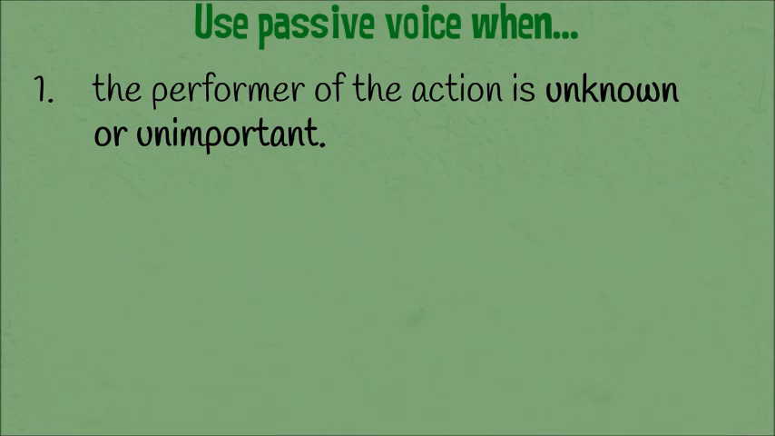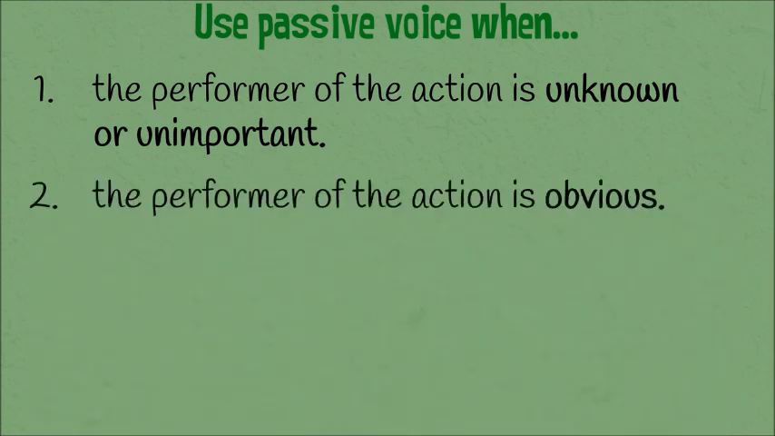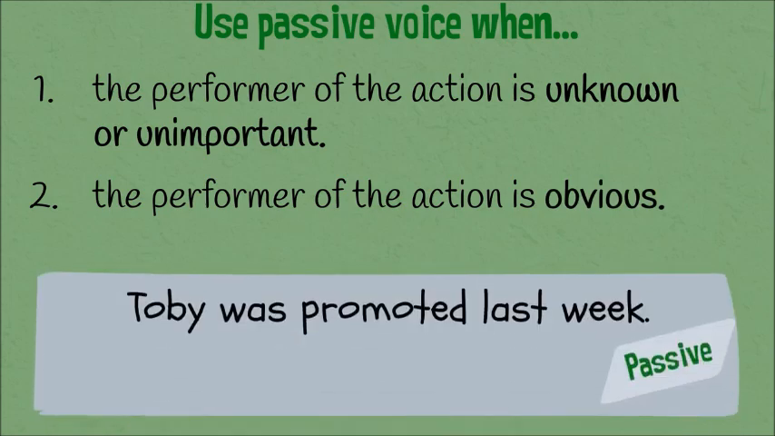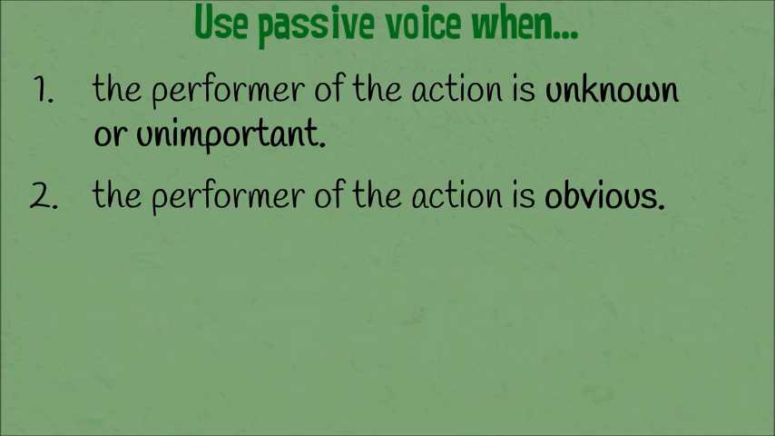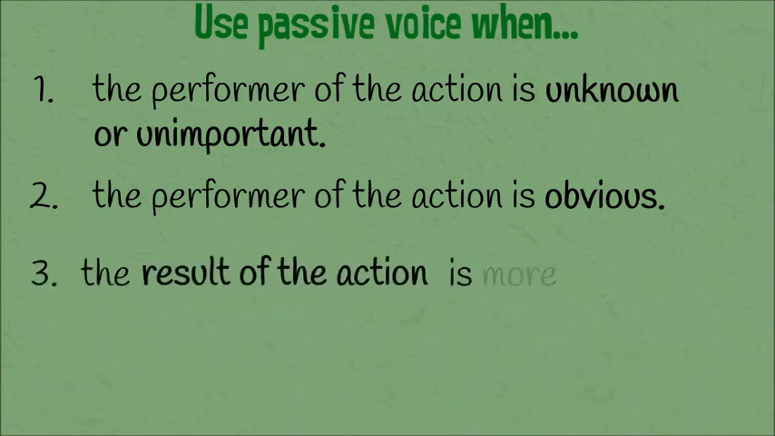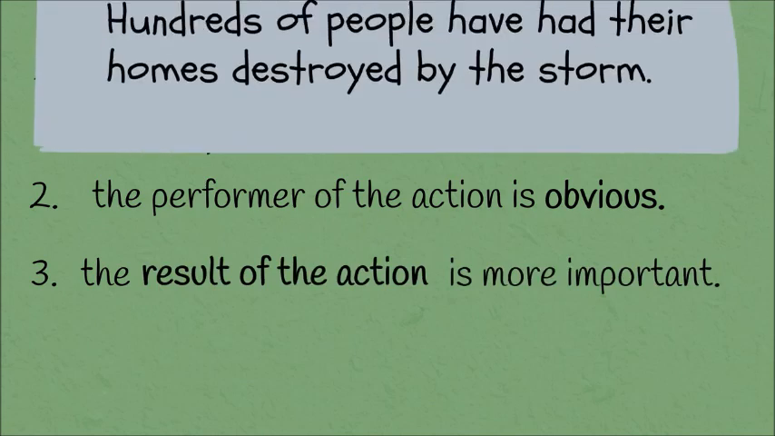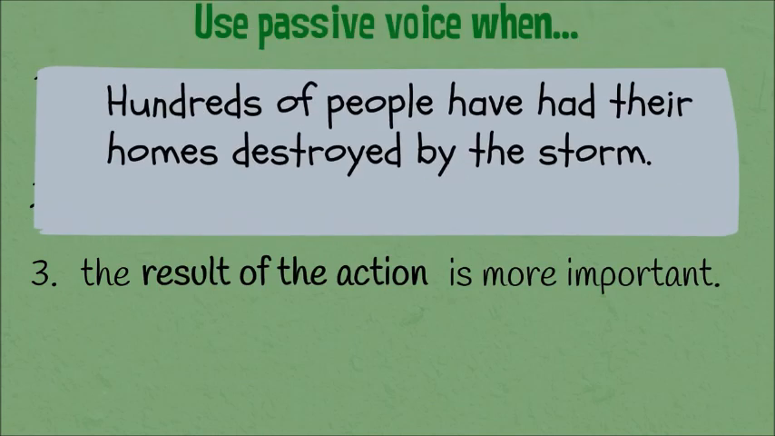We often use passive voice when the performer of the action is obvious. Here's an example. Toby was promoted last week. Toby, the subject of the sentence, is receiving the action. Who performed the action, promoting him, is not stated because it's obvious it was his boss. We choose passive voice when the result of the action is more important than who or what caused the action. An example. Hundreds of people have had their homes destroyed by the storm. Passive voice focuses on the result of the action.